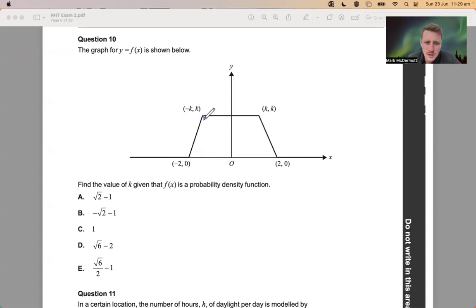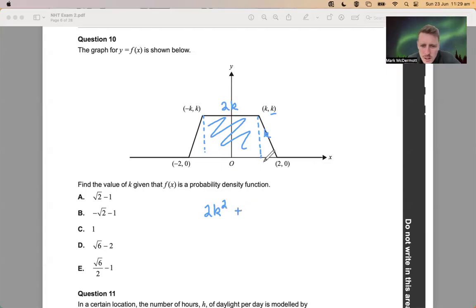So maybe this is one way to do it. We know this is from negative k to k, so this has a length of 2k and a height of k. So this area here is 2k squared.